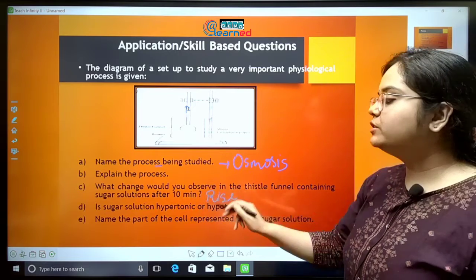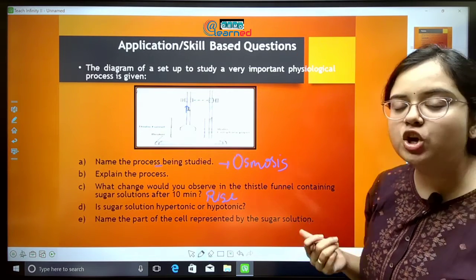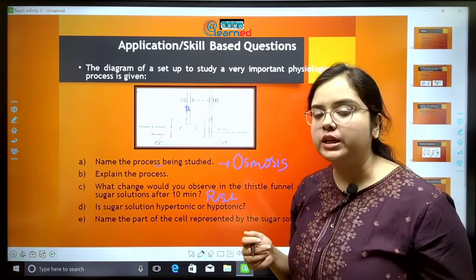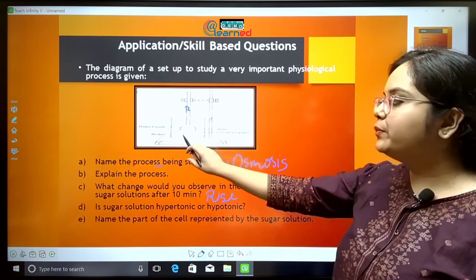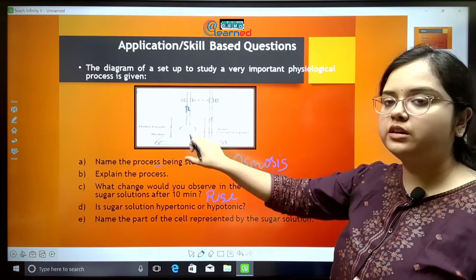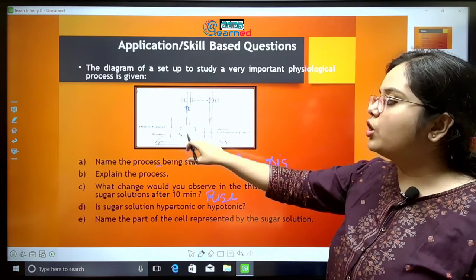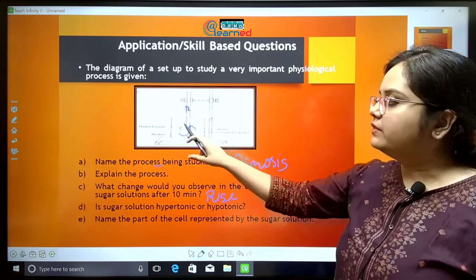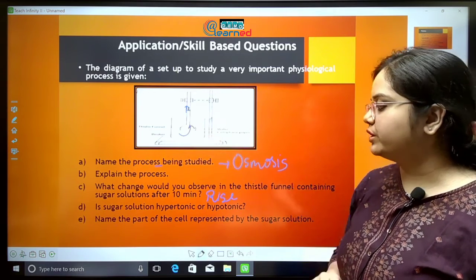Is sugar solution hypertonic or hypotonic? Hypertonic means concentration of solute is more in the solution. That means sugar solution is hypertonic. That's why from this beaker which contains more solvent water molecules, water is entering. This one is hypotonic, the water in the beaker, this one is hypertonic.